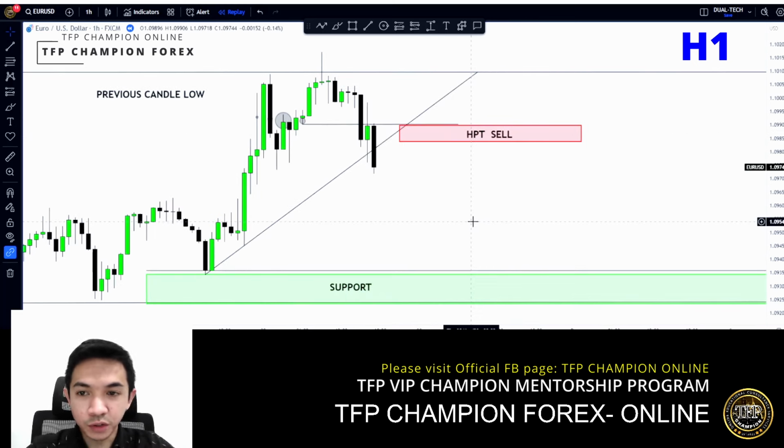So, of course, waiting game happens, but importante is we want to look for quality trades rather than just impulsively trading. Diba? Hindi porket alam na natin yung HPT zone na dito as a sell, right away we're going to execute. No, we still have to satisfy system rules in terms of execution. So, tingnan natin ang nangyari.